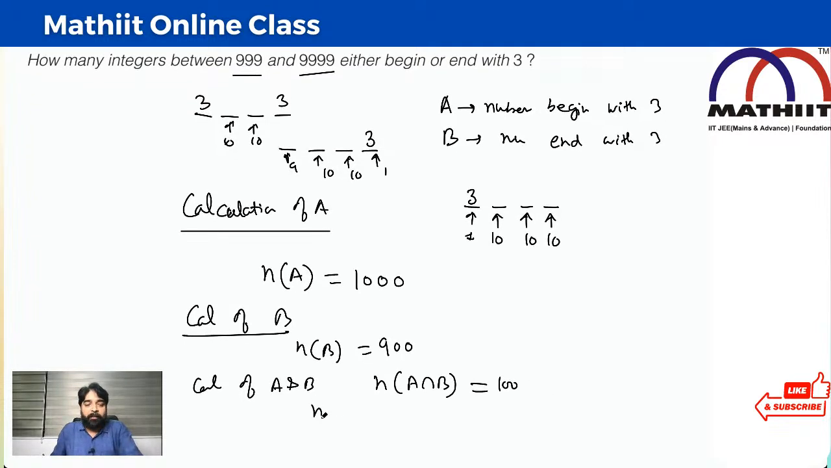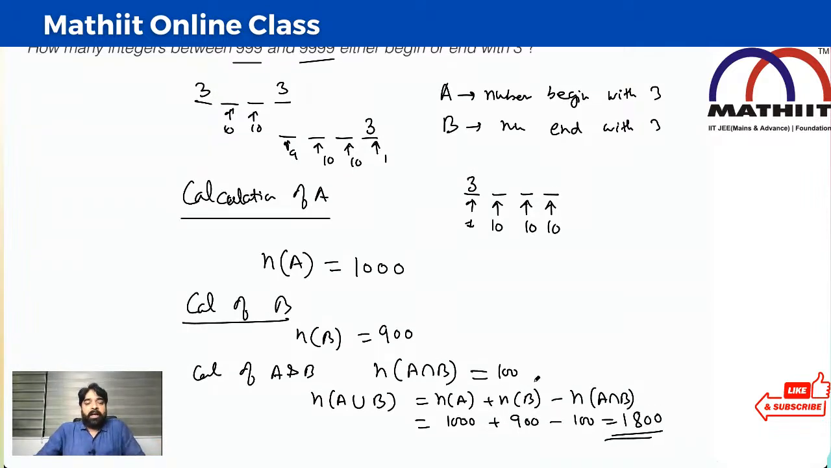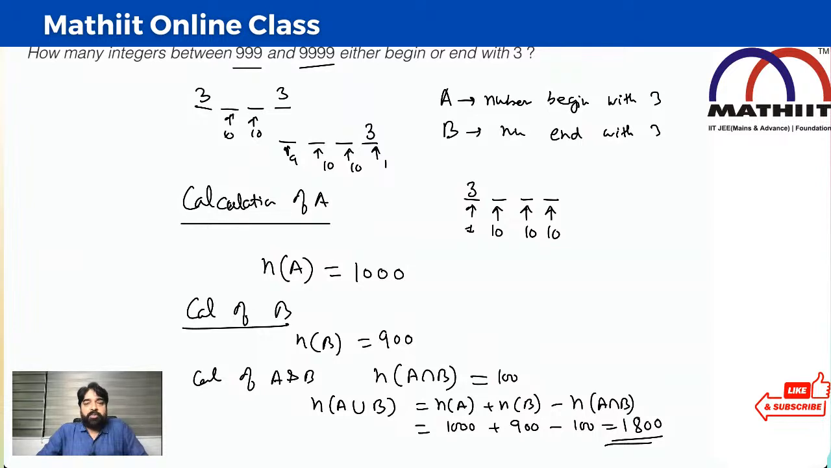So total number of ways to do the job A or job B, union means or, is equal to number of ways to do job A plus number of ways to do job B minus the common ways to do both the jobs, because that is coming 2 times. Here also coming, here also coming. So 1 time I will remove. So that is equal to what? That will become 1000 plus 900 minus 100, and that is 1800 will be the answer. I'm sure everybody understood this point.